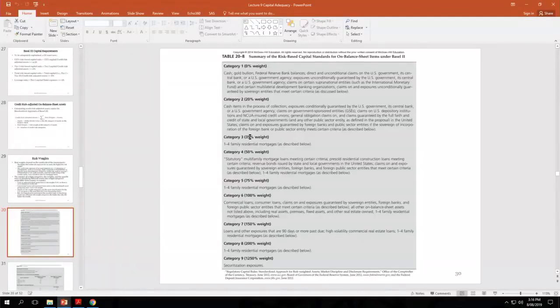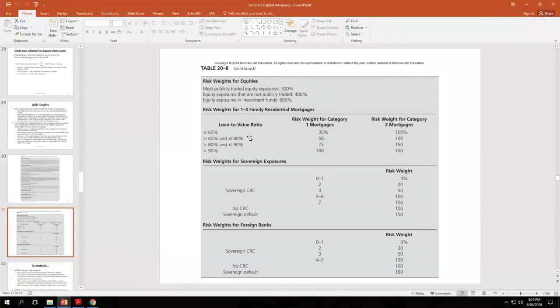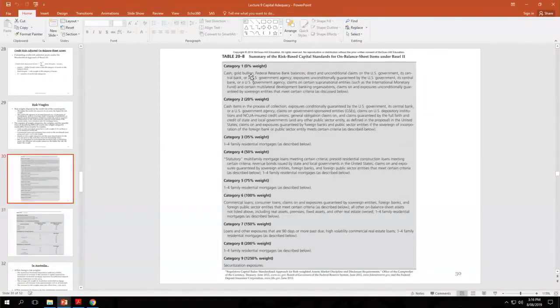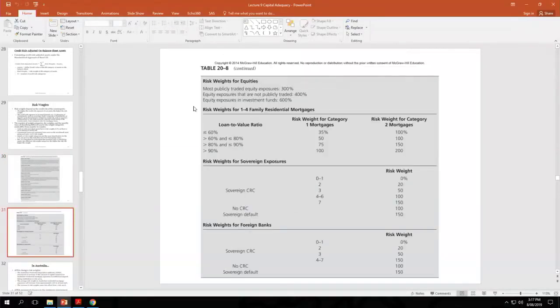So you probably should have seen the tables that show you examples of the risk weight. Cash has a risk weight of 0, securitization risk weight 12.5 times, right? So very risky. And you also need to know, here is an example about how the less is the collateral, right?